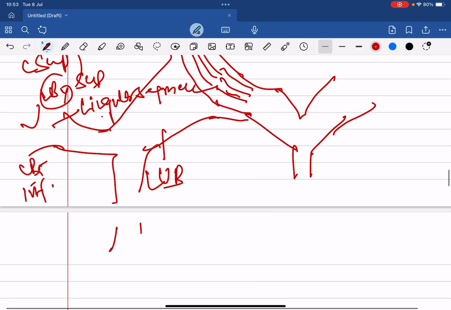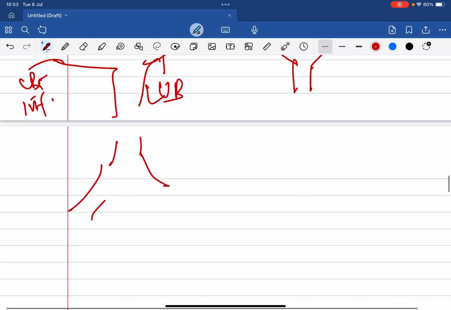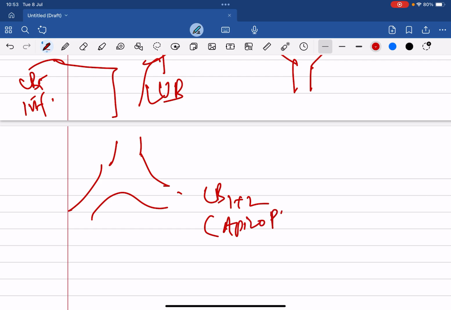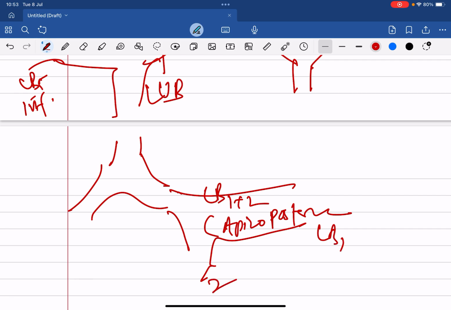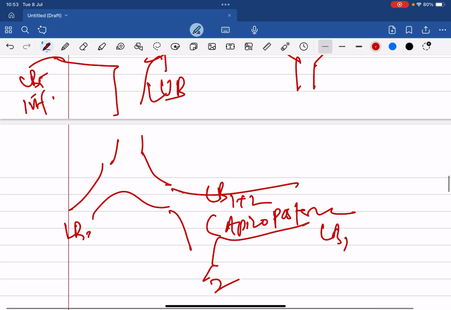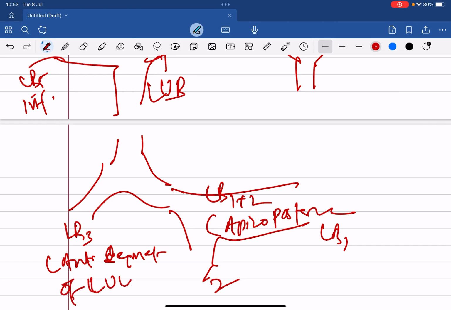And the upper lobe bronchus is further divided in two parts. This is LB1 plus 2, basically apico-posterior, which is further divided into two parts, LB1 and LB2. This place is very difficult to go. Okay. And this anterior division is LB3. This is the anterior segment of the left upper lobe bronchus. This is LB3. Now see in the video.